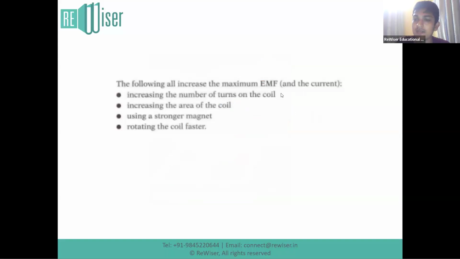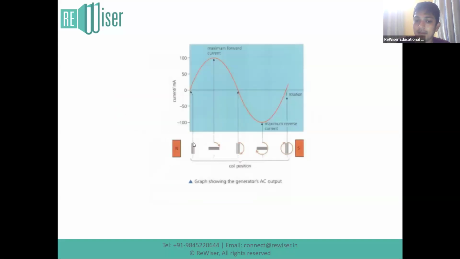Again, the induced EMF is dependent on these factors: the number of turns, the area of the coil, the strength of the magnet, and the speed at which the coil is rotated. Remember, when coil goes from perpendicular to parallel, EMF will increase. Parallel back to perpendicular, decrease. Again, parallel to perpendicular, increase, but in the opposite direction, hence negative. Then perpendicular back to parallel, decrease, but in the opposite direction. This is how it occurs.